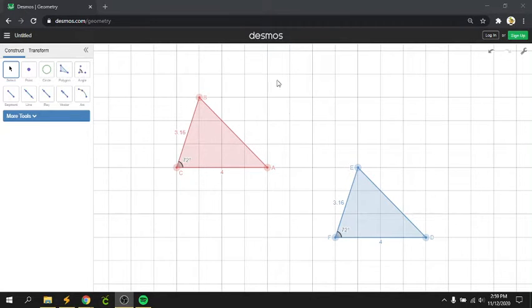So I have two triangles here. I have a red triangle, I have a blue triangle. This triangle here is ABC, the red one. The blue one is DEF. We know a few things about these triangles. We know that this leg here, BC, is 3.16 units. We know that AC is 4 units, and angle BCA is 72 degrees.